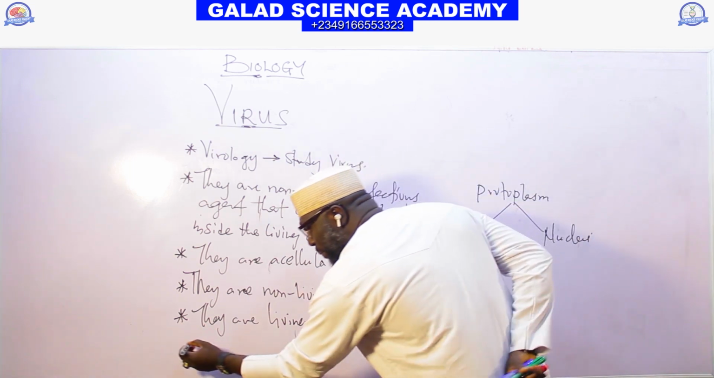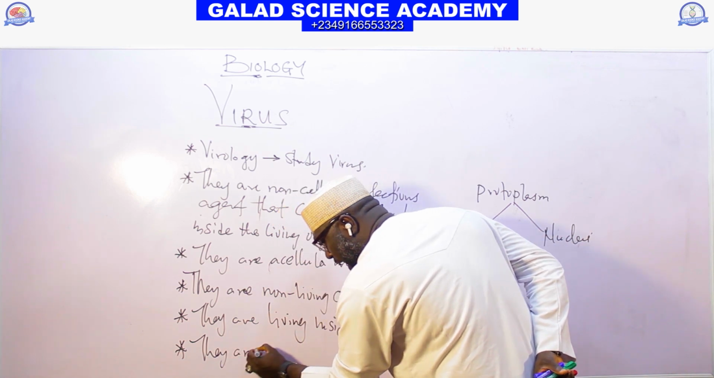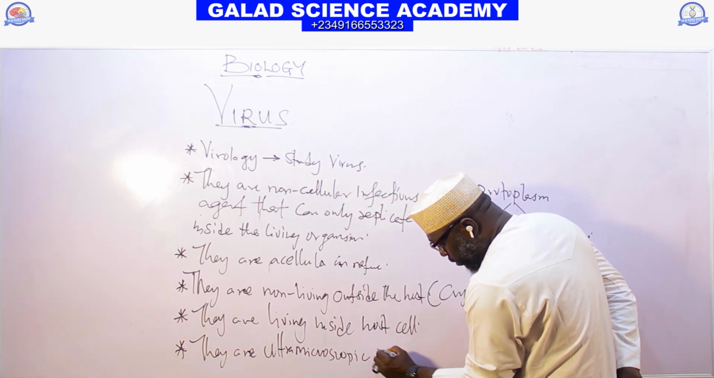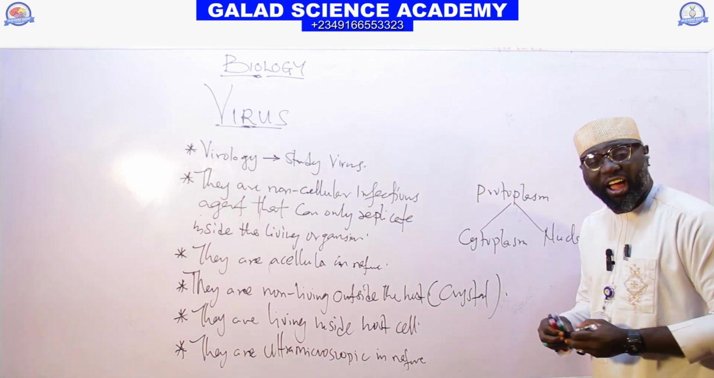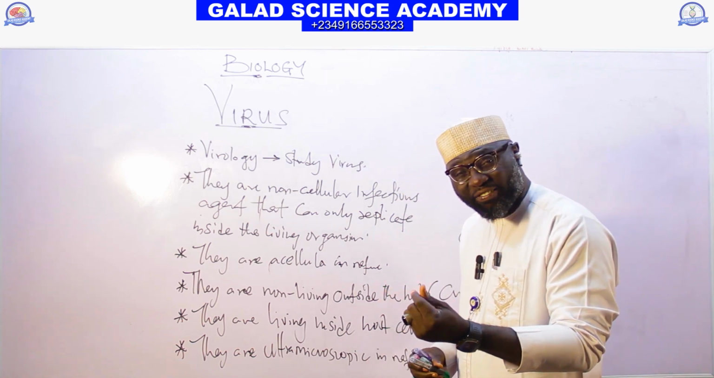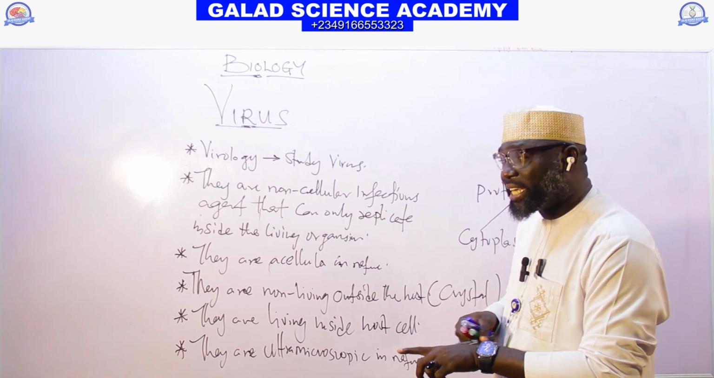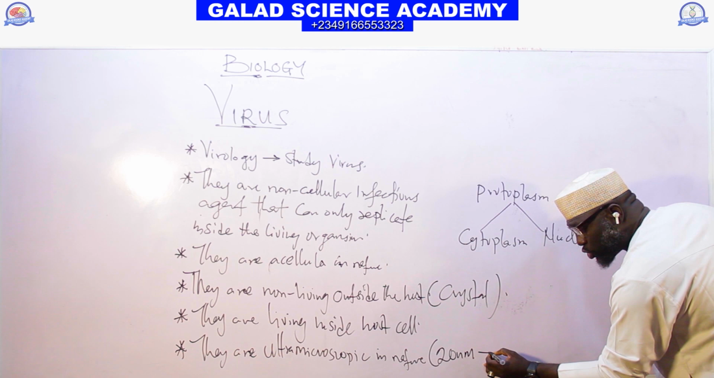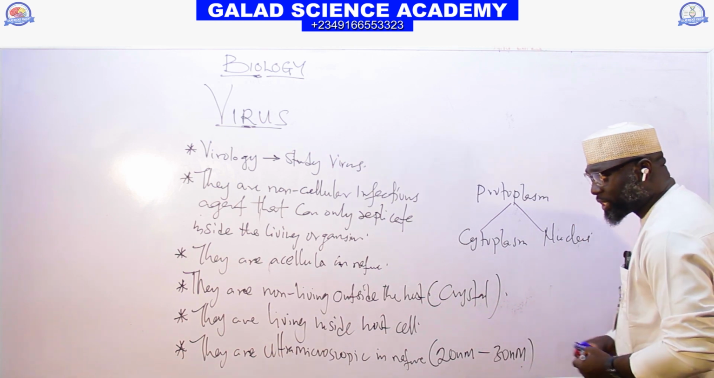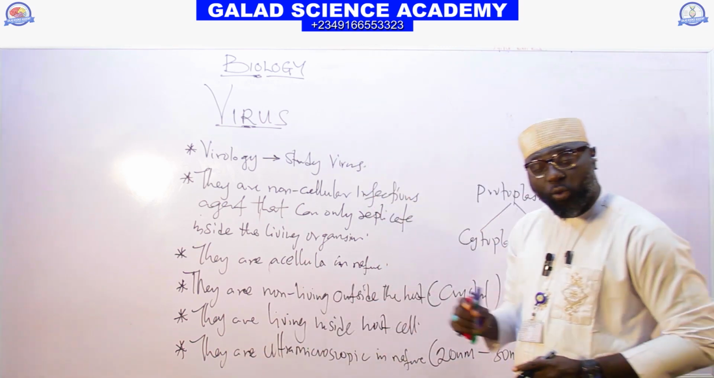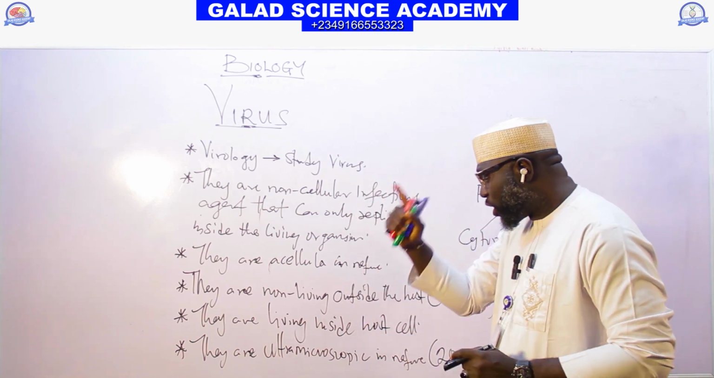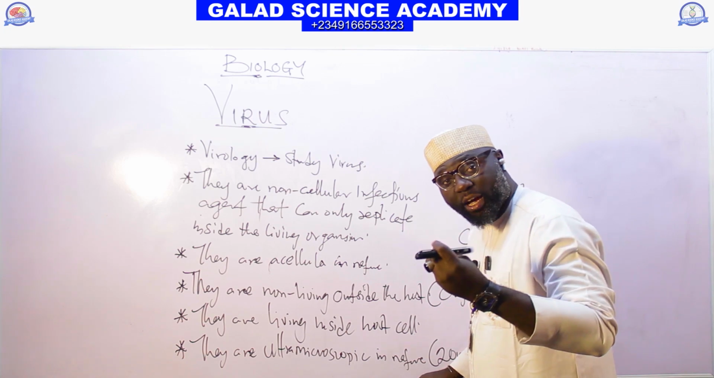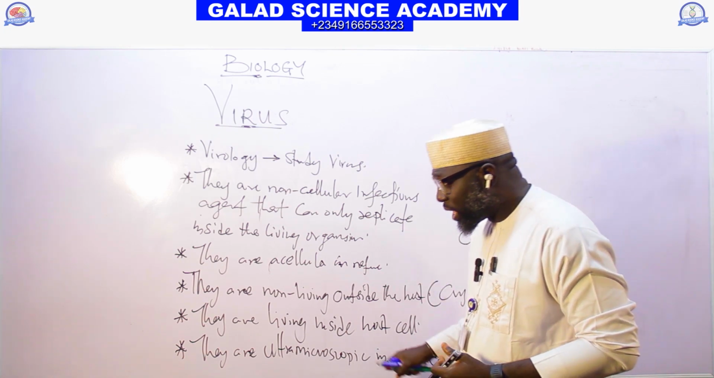The next property is that viruses are ultramicroscopic in nature. That is, the viruses are very, very small, too small to see with our naked eyes. The range of virus size is between 20 nanometers to 30 nanometers. So viruses are purely microscopic in nature. We can study or see the virus with the aid of an electron microscope.